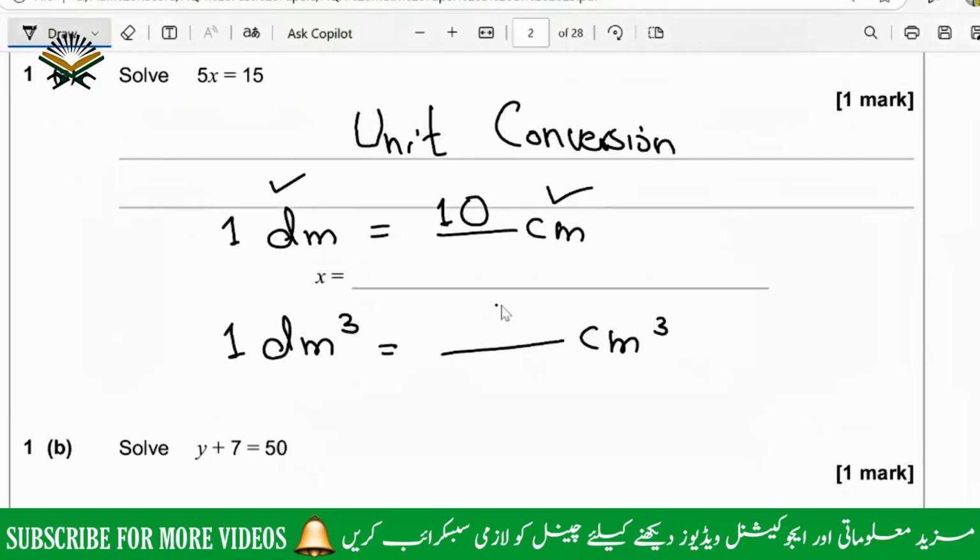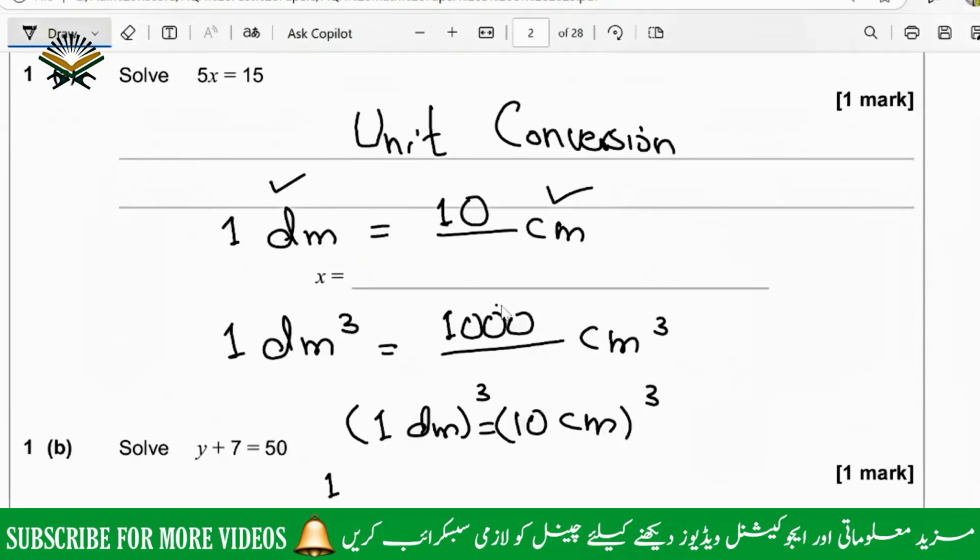No, sure. I am going to prove it now. Keep your answer in your mind. In the end, you will know that 1 decimeter cube is equal to 1,000 centimeter cube. Because 1 decimeter is equal to 10 centimeters, and when we take cube on both sides, this will be 1 decimeter cube, because cube is with both 1 and decimeter, and this cube is with 10 and also with centimeter.